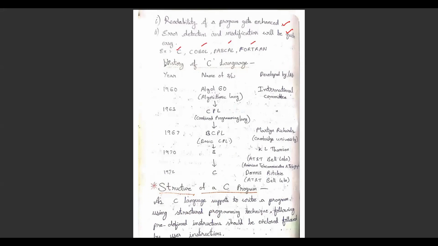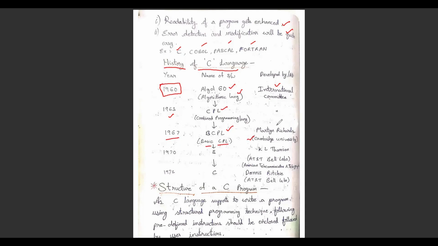Now we're going to learn the history of C language. Let us learn step by step. In the year 1960, it was introduced by the name Algol 60, which is nothing but Algorithmic Language, and it was developed by an International Committee. In 1963, it was renamed to CPL, which is Combined Programming Language. In 1967, exactly after 4 years, CPL was renamed to BCPL, which is Basic Combined Programming Language, and it was introduced at Cambridge University.